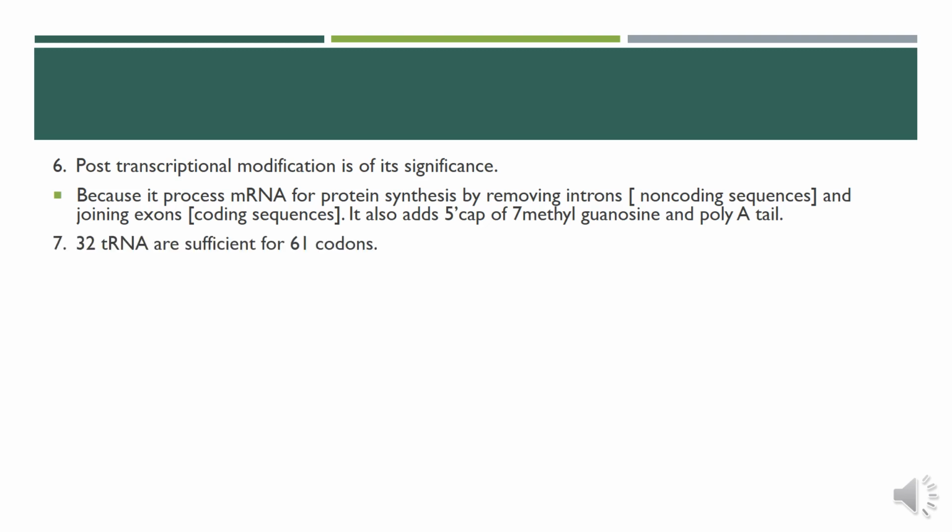Number 7. 32 transfer RNAs are sufficient for 61 codons. Reason is that the anticodon of each transfer RNA interacts with more than one codon.